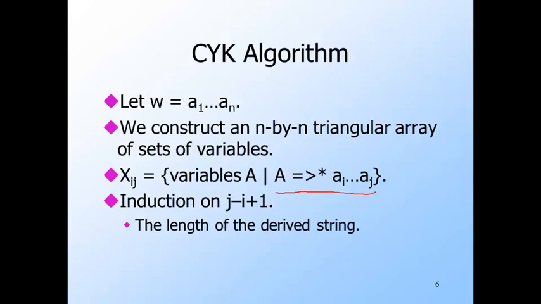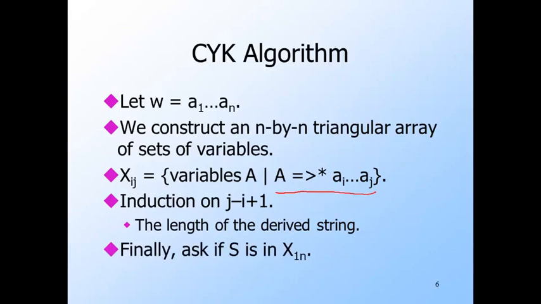The induction is on the length of the string derived, which is j minus i plus 1. So we start by computing the entries X sub ii, which is the set of variables that derive the string consisting of the one position a sub i. From these we can find the X sub i,i+1s, each of which is the set of variables that derive the string a sub i followed by a sub i+1. Then we move to the X sub i,i+2s, which are the sets of variables that derive the strings of length 3, a sub i, a sub i+1, a sub i+2, and so on.